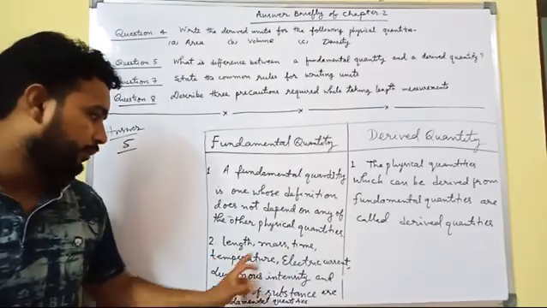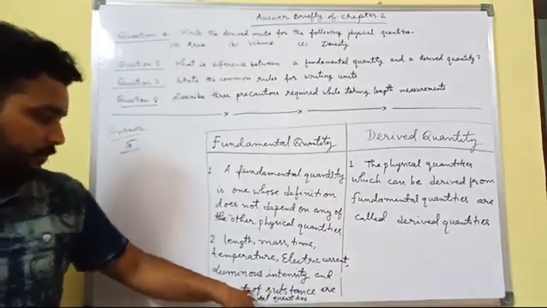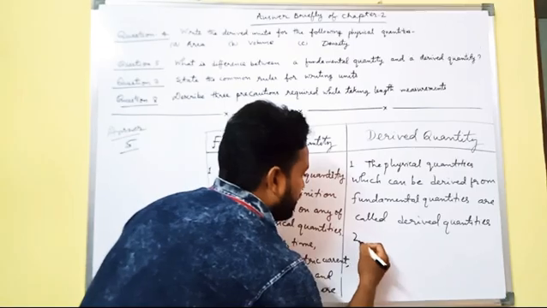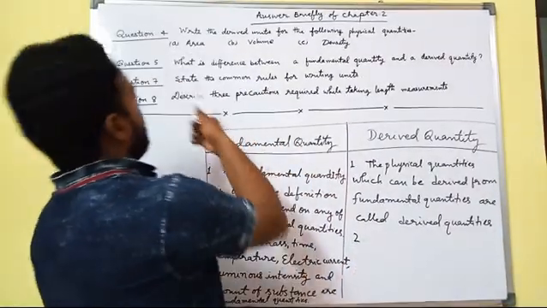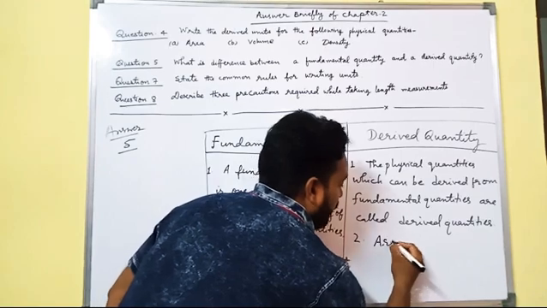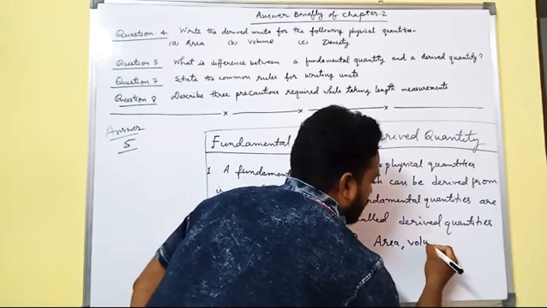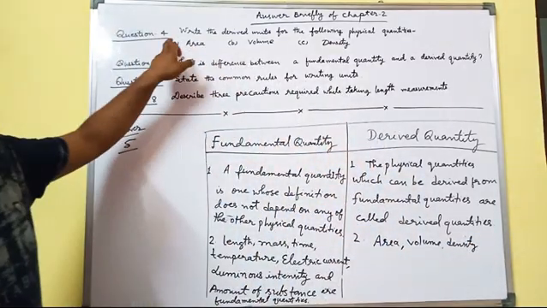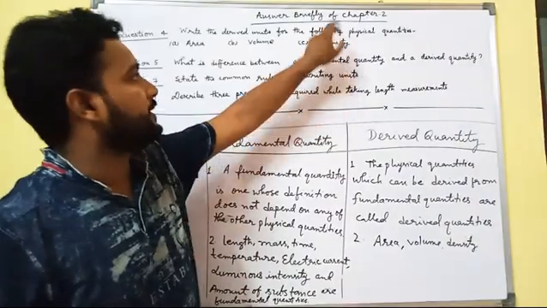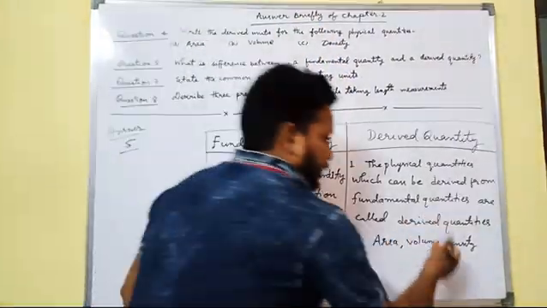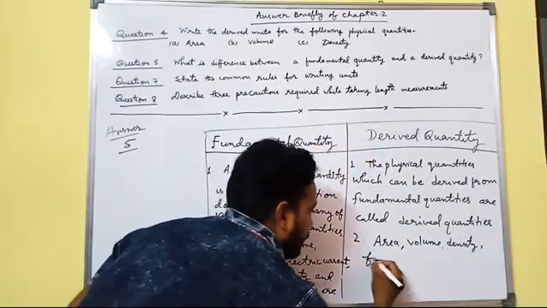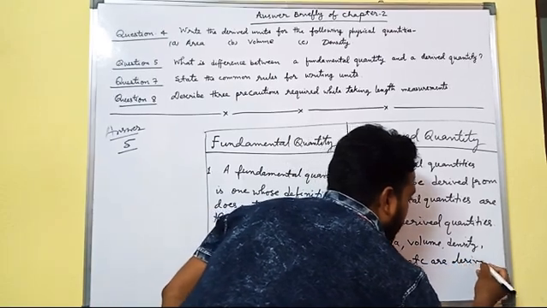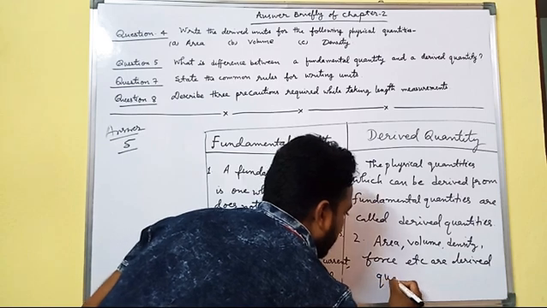Okay, 1 2 3 4 5 6 7, all 7 quantities are fundamental quantities. And in derived, area, volume, density. You can use area, volume and density from question number 4 as derived quantities. Now force, etc. are derived quantities.